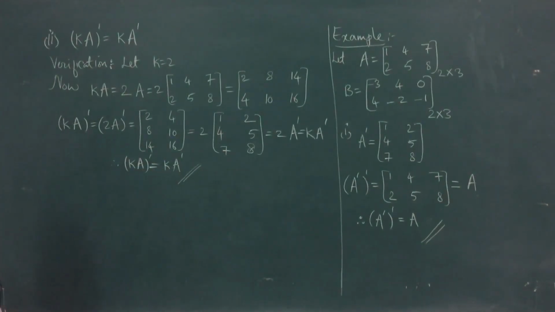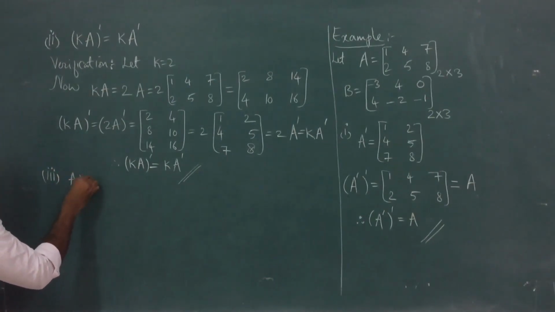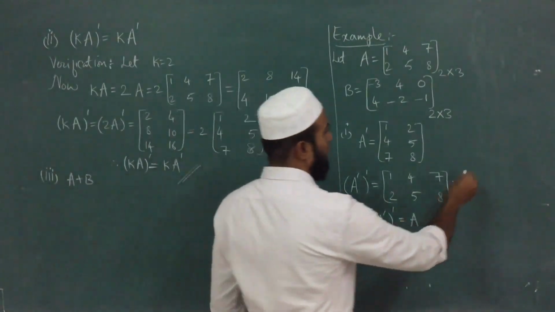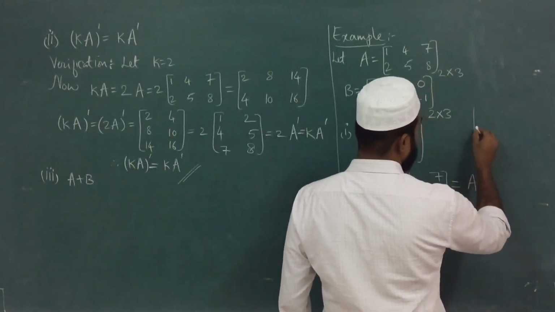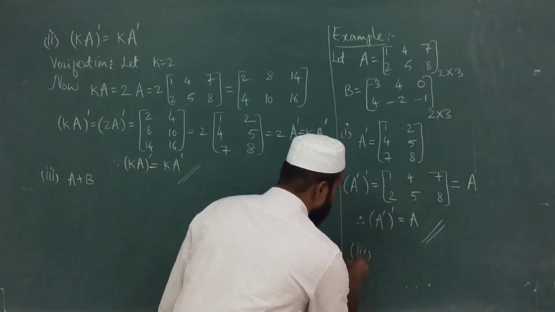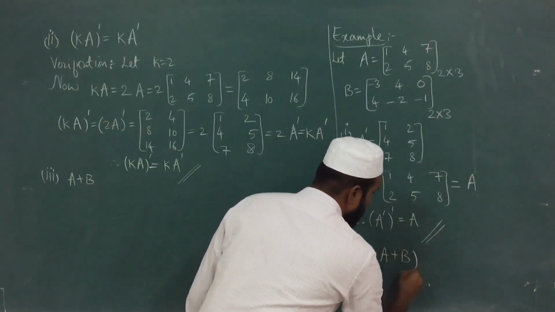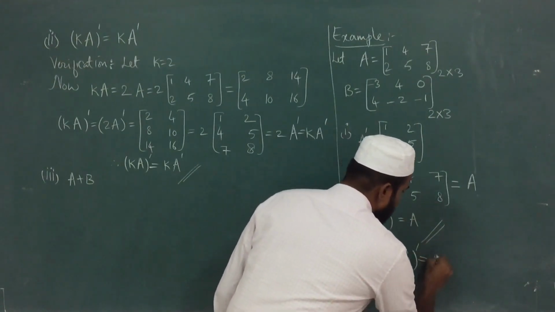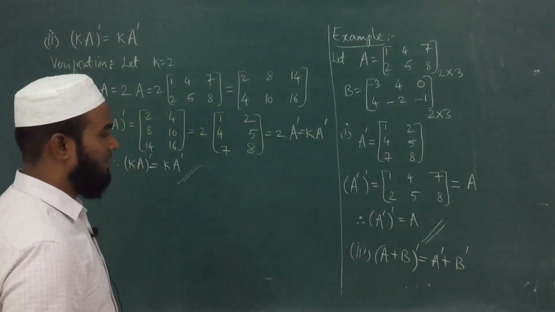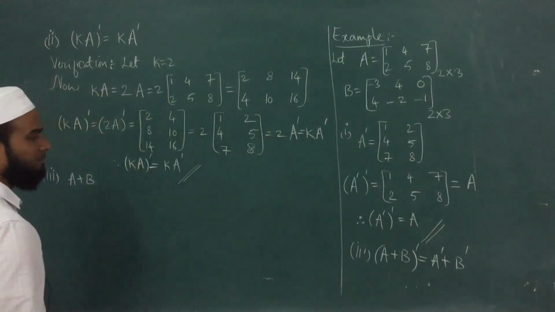Next, we will verify the third property. I will write the third property here. Third property is A plus B whole transpose is nothing but A transpose plus B transpose. We will verify this property.